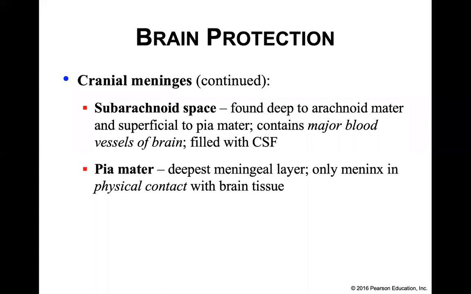The subarachnoid space, this is found deep in the arachnoid mater and is superficial to the pia mater, which contains major blood vessels of the brain. This area, the subarachnoid space, is filled with CSF fluid. So if you have an area where they're putting a shunt into the brain, either to drain CSF, or they might be putting a shunt in the brain to deliver antibiotics to the central nervous system, it would be through this particular space, the subarachnoid space.